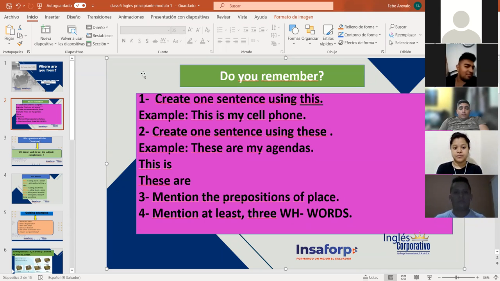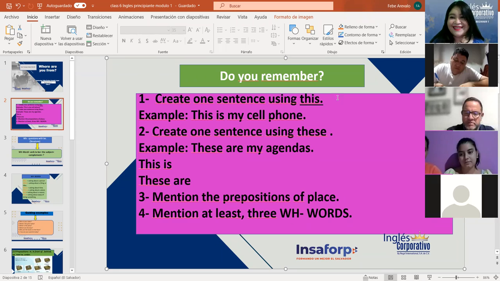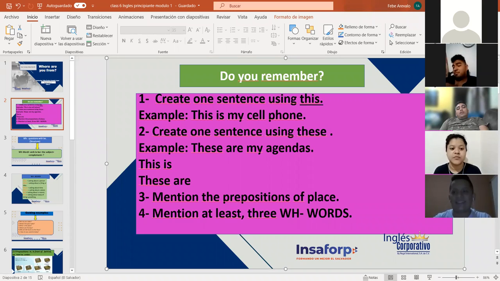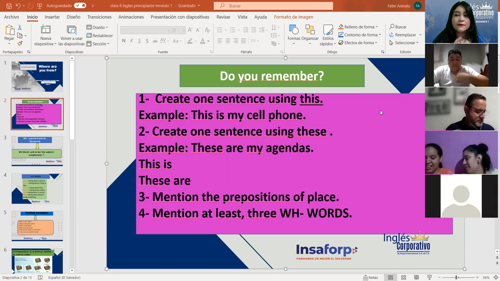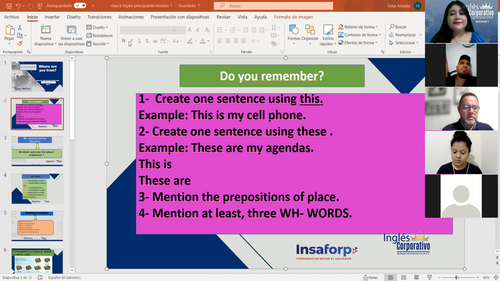Create one sentence using this. All right, let's get ahead with this. This is my example. Este es mi ejemplo. These are my agendas. Otra vez se me olvidó traer las dos agendas. Pero let's suppose there are two, right? Supongamos que hay dos. These are my agendas. All right, so let's create yours. Van a crear su oración utilizando these. Finish, Miss. Finish. Excellent. Very good. Let's wait for your classmates. Vamos a esperar para que sus compañeros avancen.